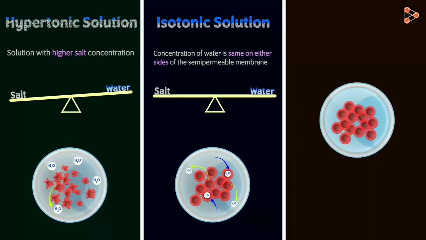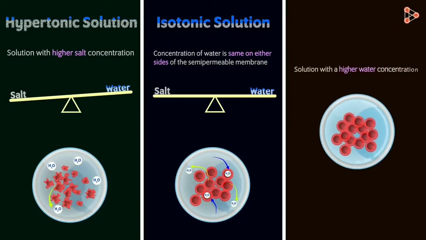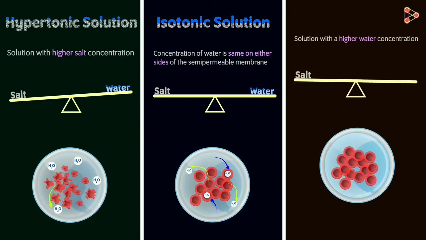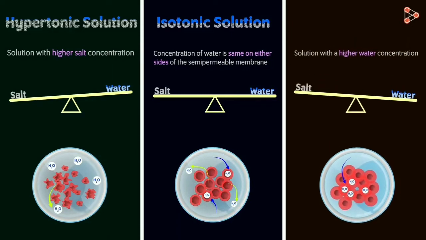Now look at the third set. Here the cells are surrounded by a dilute solution, meaning less salt and more water. If the medium surrounding a cell has higher water concentration than the cell, the cell gets water through osmosis and swells. Such a solution is called a hypotonic solution, that is, the solution with higher water concentration.